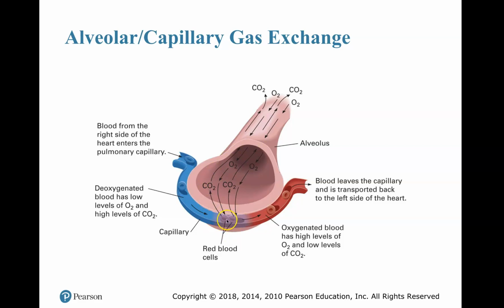Then the oxygen attaches to the hemoglobin in the blood. Now the blood has high levels of oxygen and low levels of CO2, and then the blood leaves the capillary and is transported back to the left side of the heart. Something you need to pay attention to: over here, right side of the heart, no oxygen. Blood on the right side of the heart contains no oxygen. Blood on the left side of the heart contains oxygen. This is very important when we talk about how the blood flows through the heart.